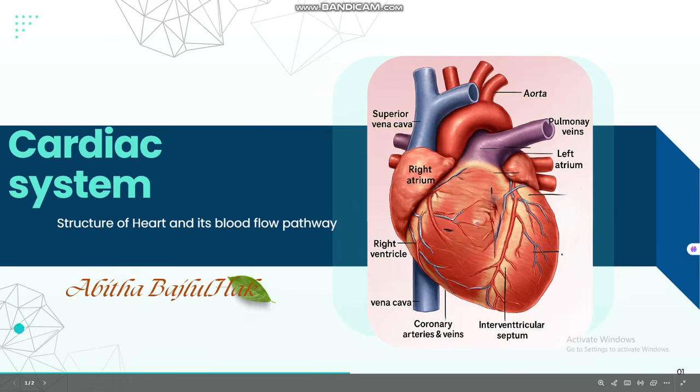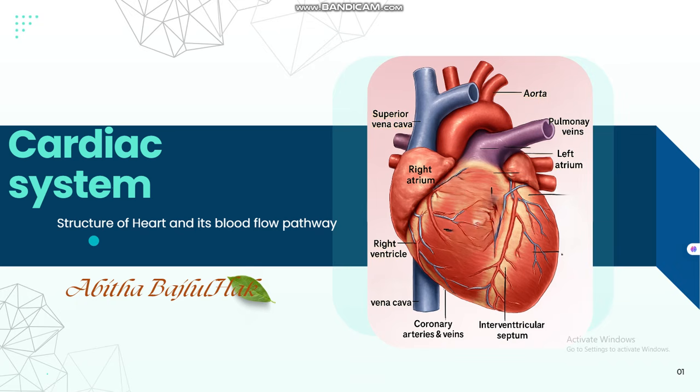Students, in this video today we'll discuss the cardiac system. Here we'll learn about the structure of the heart and its blood flow pathway. The human heart is a muscular organ enclosed in a protective sac called the pericardium. It is located inside the thoracic cavity, specifically in the mediastinum, the central compartment of our chest. It is placed between the lungs, behind the sternum and above the diaphragm.